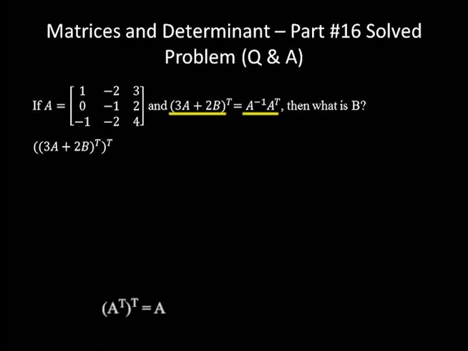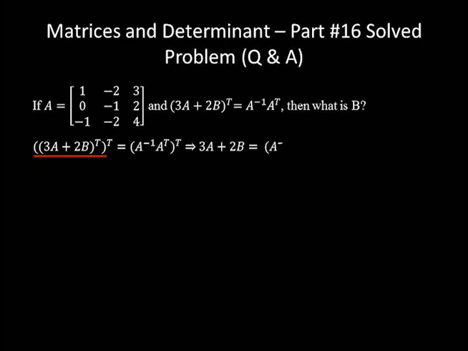To maintain the equality sign, whenever we take the transpose of the left-hand side expression, the same has to be applied to the right-hand side expression. Meaning (3A + 2B) transpose the whole transpose is equal to (A inverse times A transpose) the whole transpose. This implies that (3A + 2B) transpose the whole transpose gives us 3A + 2B, transpose cancelled by transpose, which is equal to (A inverse times A transpose) the whole transpose. Now we can take 3A to the right of the equality sign, that's 2B equals (A inverse times A transpose) the whole transpose. When we take 3A to the right of the equality, it becomes minus 3A.